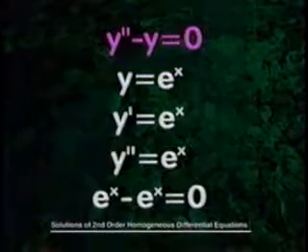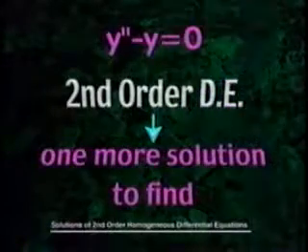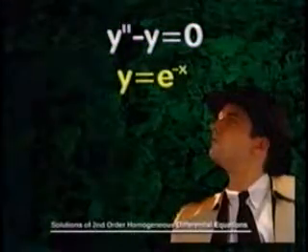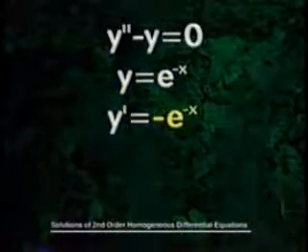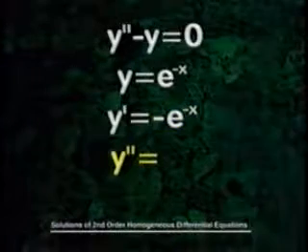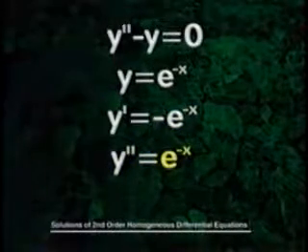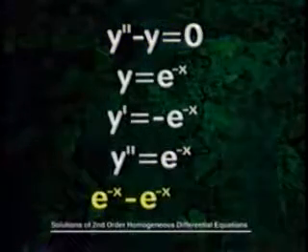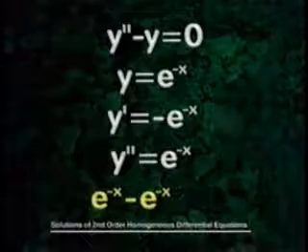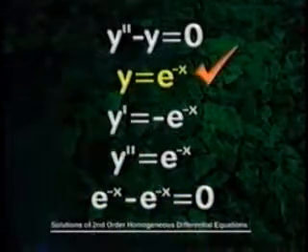But remember, since this is a second-order differential equation, we've got one more solution to find. For the second solution, let's try e to the negative x. The first derivative of e to the negative x is negative e to the negative x. Differentiating again to get the second derivative, we get e to the negative x again. Plugging this into our equation gives us e to the negative x minus e to the negative x, which is 0. So e to the negative x is also a solution.